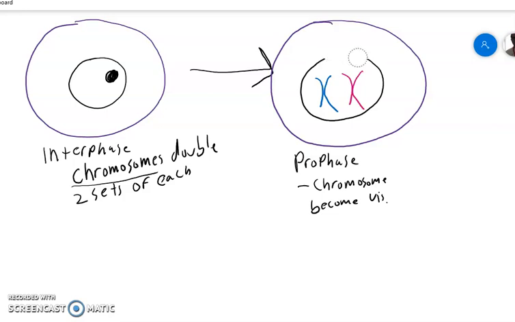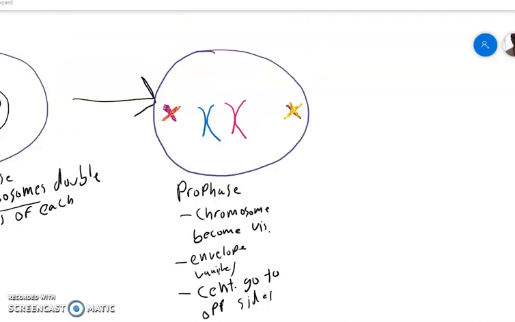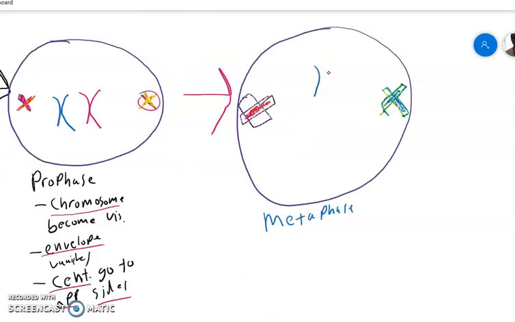And what also happens is the nuclear envelope vanishes. And the centrioles migrate to opposite poles. So again, in prophase, chromosomes become visible, envelope disappears, centrioles go to opposite sides. So here are the centrioles. Then we have metaphase. The chromosomes are going to line up across the center.